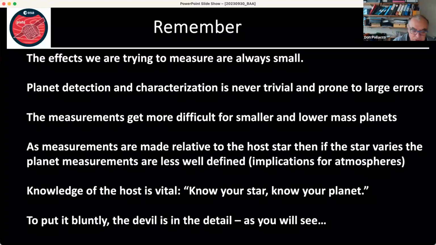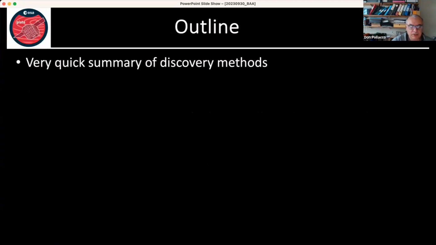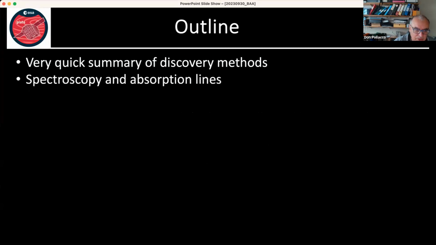And as you'll see, it's all about detail. If you really want to produce measurements that are valuable and worthwhile, you need to produce the best quality measurements you can. So I'm just going to very, very briefly talk about discovery. You already heard a lot about it, but I want to talk about it from a slightly different angle.